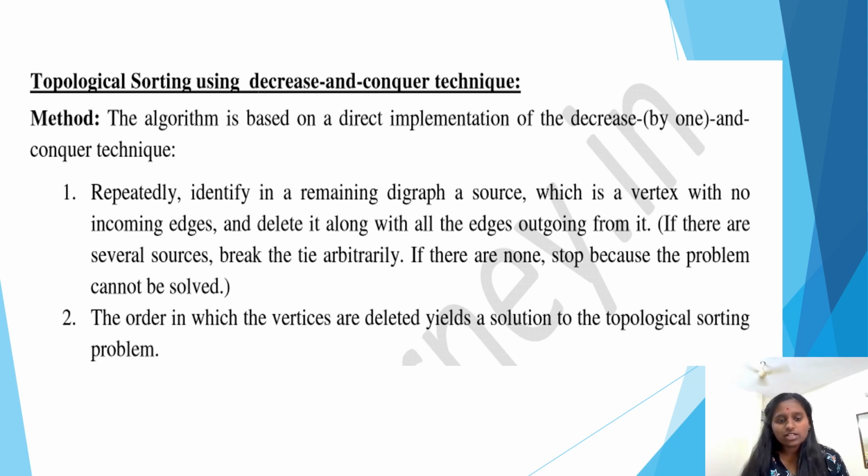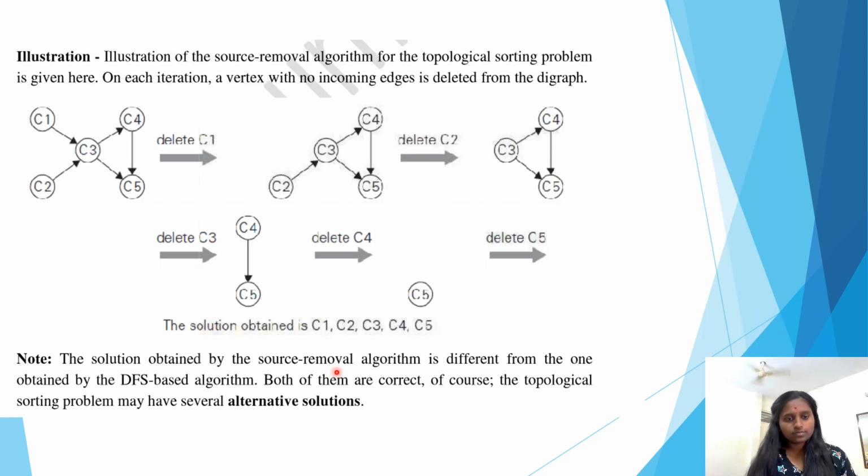If there are several sources, break the tie arbitrarily. If there are none, stop because the problem cannot be solved. The order in which the vertices are deleted yields a solution to the topological sorting problem. To illustrate that, we have an example here. Illustration of the source removal algorithm for the topological sorting problem is given here.